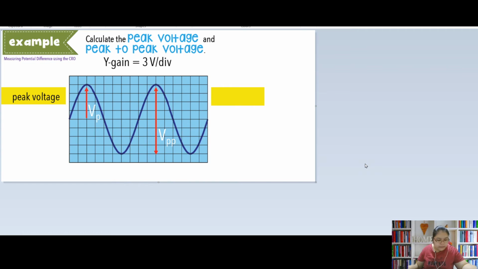Okay, the second question, they show you the sinusoid. You see this graph. They want you to count the peak and also the peak to peak. So from here, we need to do the calculation.